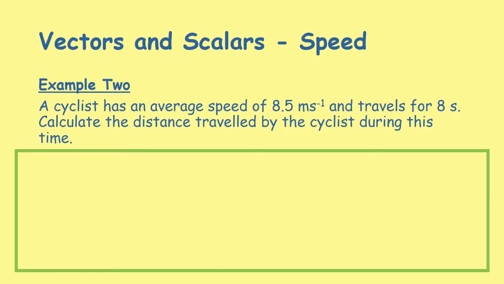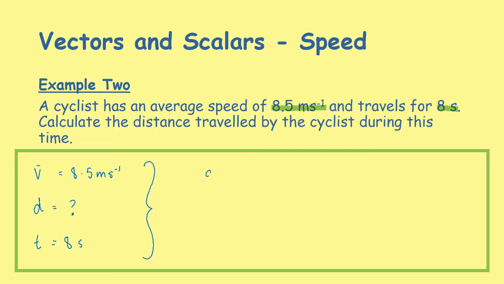Example 2. A cyclist has an average speed of 8.5 meters per second and travels for 8 seconds. Calculate the distance travelled by the cyclist during this time. Again, we want to write down on the left-hand side what we know and what we want to work out. So we have v bar, we have d, and we have t. Our average speed is 8.5 meters per second. That's given in our question. And we're also given the time, so it travels for 8 seconds. The distance is what we want to work out.